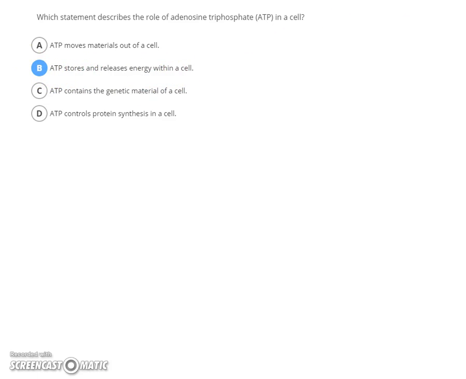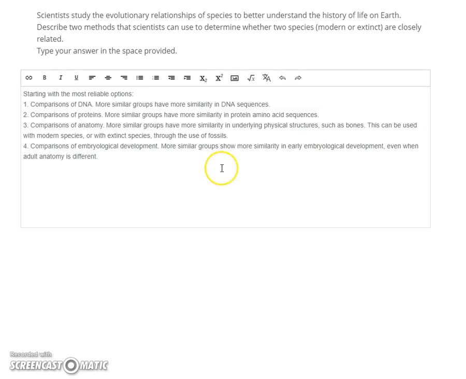So that's letter B. Next up, we're talking about evolutionary relationships and how to tell if two things are closely related or not. I listed several of them here, so you could just kind of read over them. I'm going to go over them real quickly. The most reliable options I put first. Comparisons of DNA. Again, the more similar the groups are, the more similarity you're going to see in their DNA sequence. So like if they're 98% the same, that's very similar. If they're 80% the same, that's more distant.